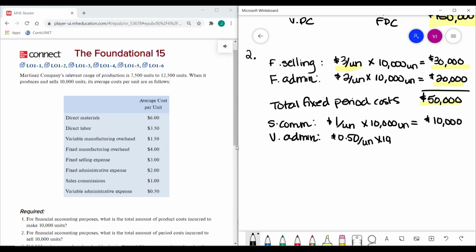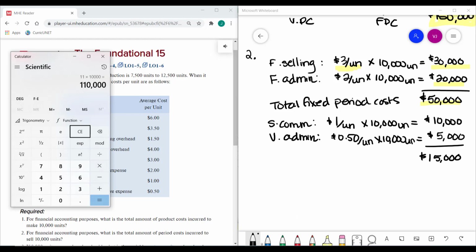And if we made and sold 10,000 units, our total variable administrative cost comes out to $5,000. So the total variable period costs here come out to $15,000. Actually, let's just double check that. We have 50 cents times 10,000 plus the $10,000 of sales commission. So that comes out to $15,000 there.